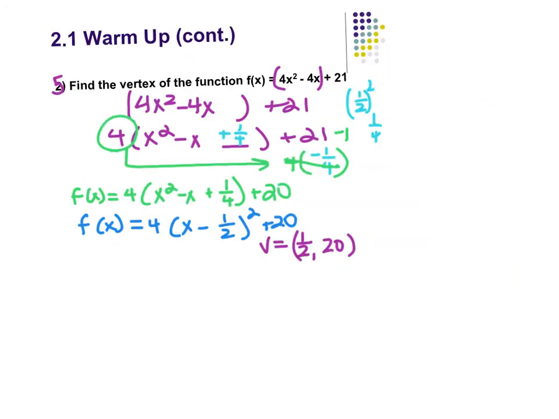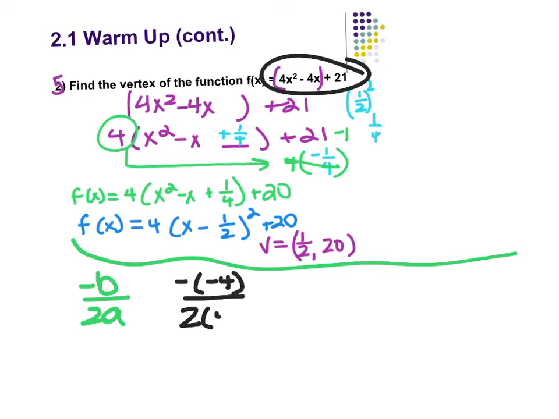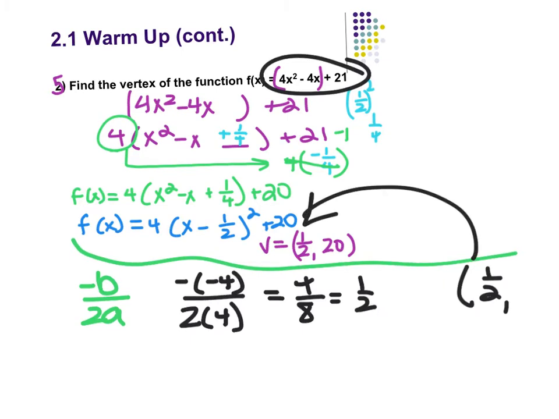All right, so I'm going to quickly go through the other method to doing this, which is negative b over 2a. So the first method is complete the square. The second method is finding the x-coordinate of your vertex by doing negative b over 2a and then plugging it back in. So from my original equation, my b is negative 4, the opposite of negative 4, over 2 times a, which is 4. And I get 4 over 8, which is 1/2. That's the x-coordinate of my vertex, and it matches what we already found, which makes sense.